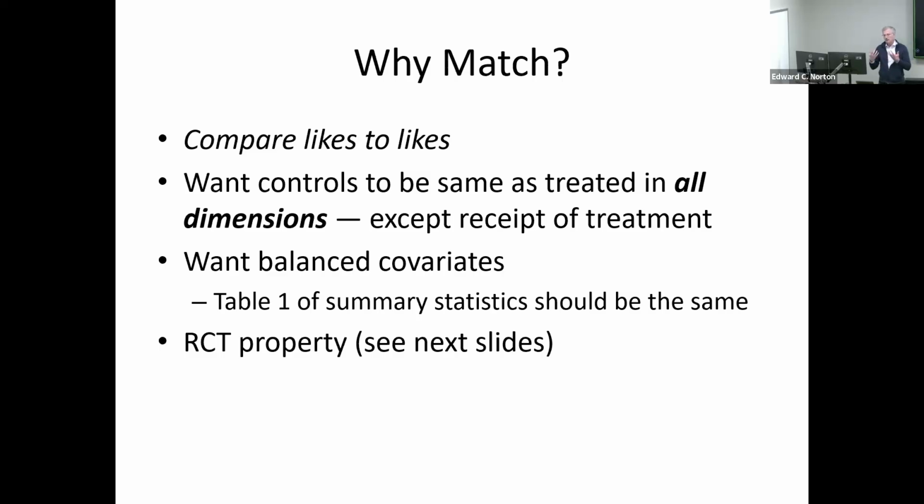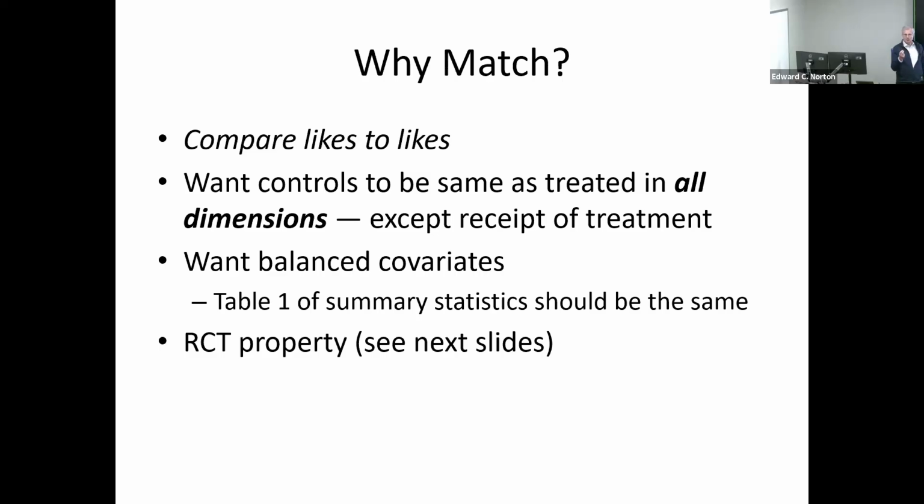Okay? So the goal here is not just to compare likes to likes, but more importantly, we want the controls that we're comparing the treated to be as similar as possible in all dimensions. So except for, of course, the receipt of whatever the treatment is, whatever treatment broadly defined. It could be a drug, it could be a type of surgery, or it could just be comparing two groups that one has a disease and the other does not. But you want all the other covariates, all the other things about the two groups to be as similar as possible.